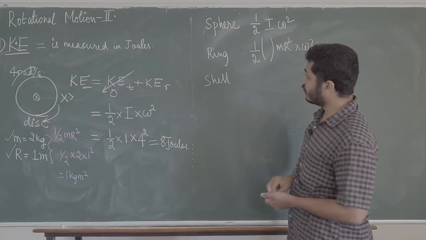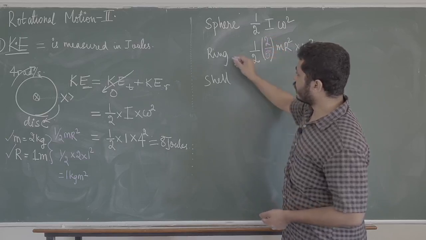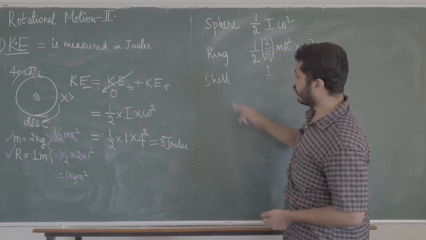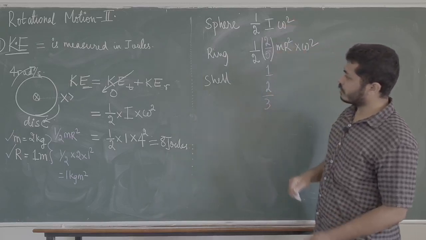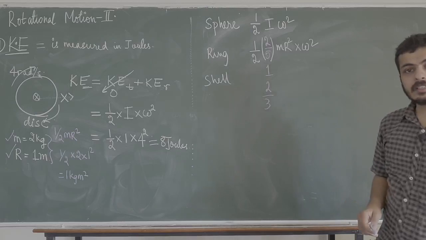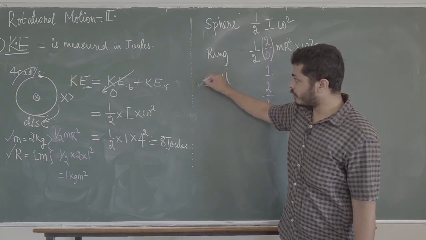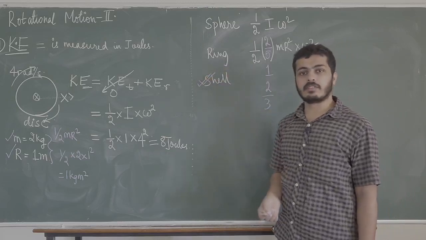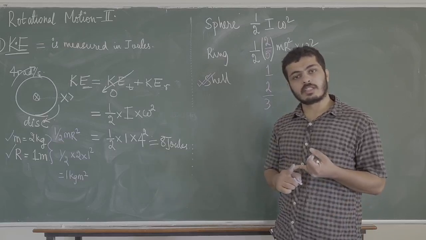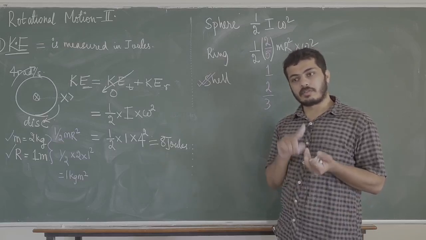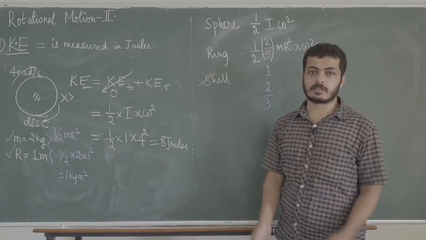So in case of a sphere, you will have the value 2 by 5. If you take a ring, this value will be 1. If you take a shell, this value will be 2 by 3. So out of all of these things, which one is going to have the maximum kinetic energy? For the same angular velocity, the shell is going to have the highest kinetic energy because its moment of inertia is high. So kinetic energy of rotation depends on angular velocity and it depends on moment of inertia. So if the angular velocity is the same, the moment of inertia, if it is high, then the kinetic energy is going to be high.